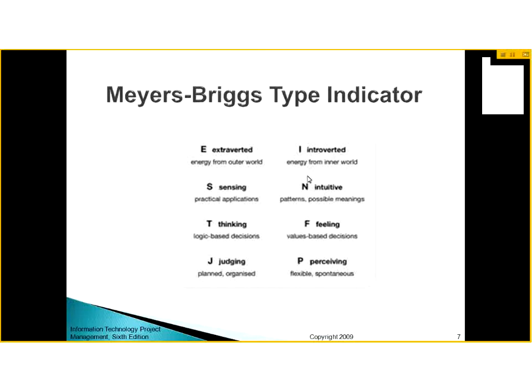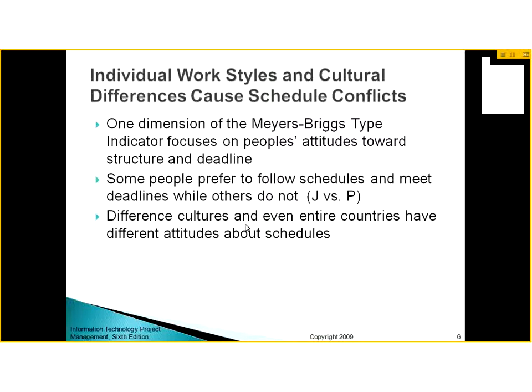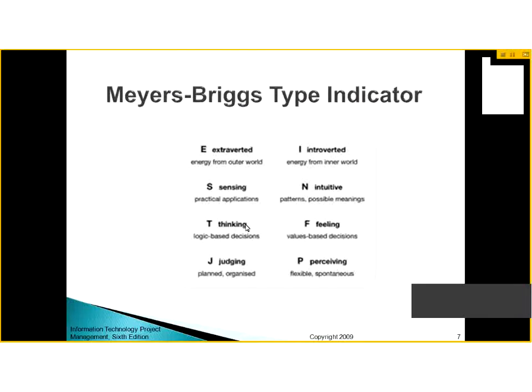Because every human being belongs to one of these type indicators, they work according to their personality types. Because they are working together, the personality types conflict. Because of this, the conflicts about schedules arise.